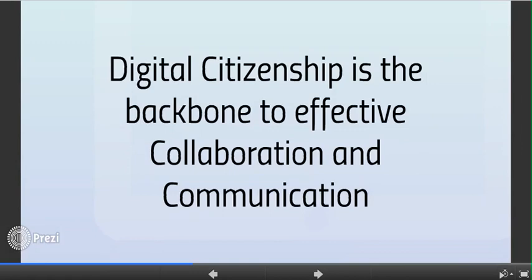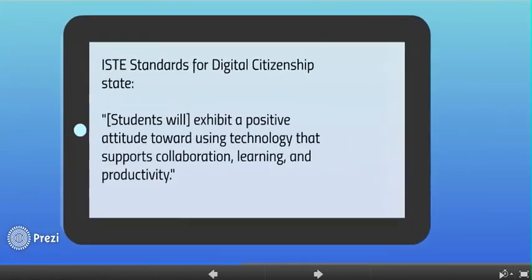I think that digital citizenship is the backbone in order to be an effective communicator and collaborator, especially when it comes to ethics. And when you're communicating face-to-face or collaborating in a group, it's certainly the way that you're conducting your mannerisms, your voice, your tone, your gestures. And so how can we convey some of those things when we are not in front of the person we're talking to or collaborating with?